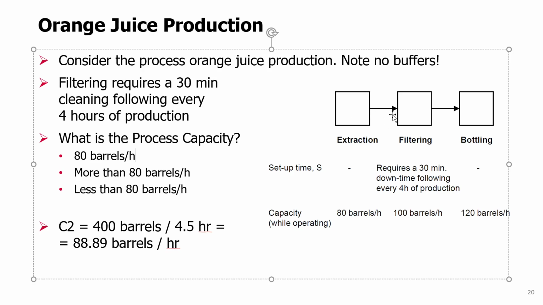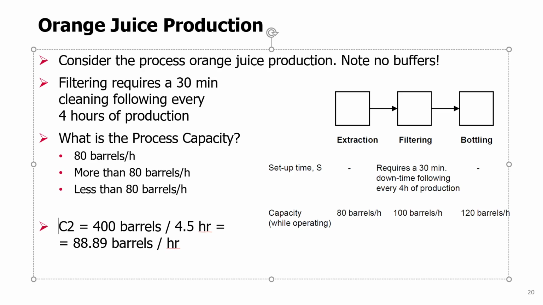When there are no buffers and the filtering is stopped, we cannot operate extraction either, right? So we will have to actually stop extraction too. And therefore, the extraction will not be able to process continuously juice at 80 barrels an hour. We'll have to do the same calculation as this one for extraction and also for bottling. Now, bottling, of course, is faster, but extraction, unfortunately, will be the slowest.